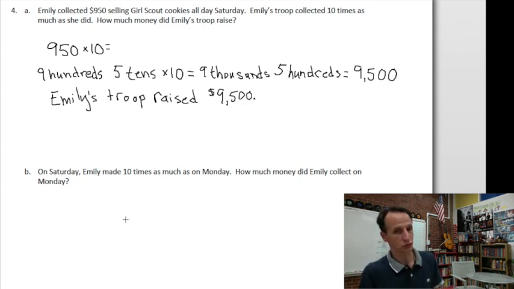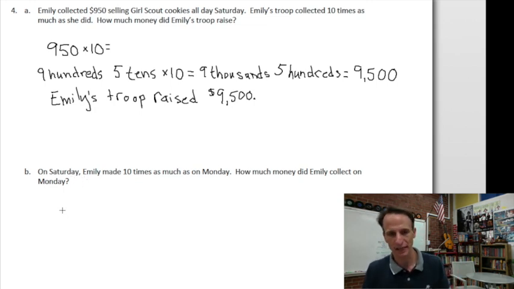Now, 4B is a little tricky because it kind of works backwards. But applying that logic of does my answer make sense, assessing the reasonableness of your answer, to use Eureka Math terminology, will help us through this. On Saturday, Emily made 10 times as much as on Monday. Our question is, how much money did Emily collect on Monday?